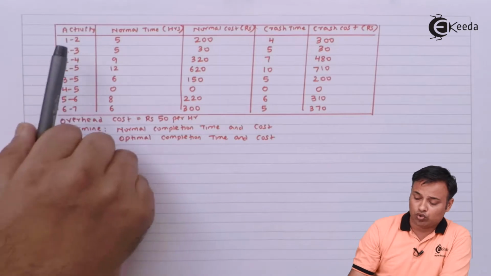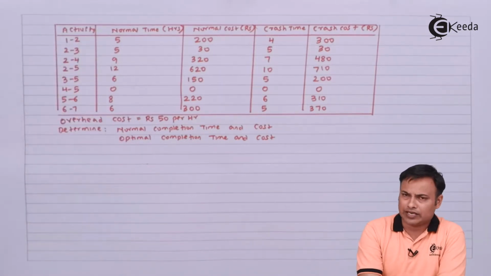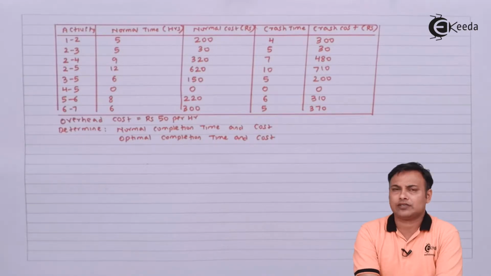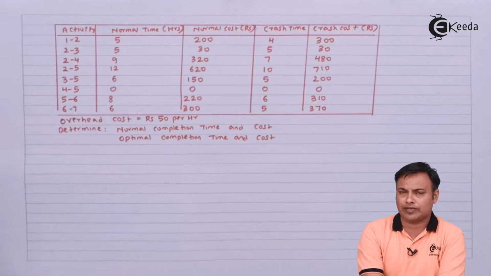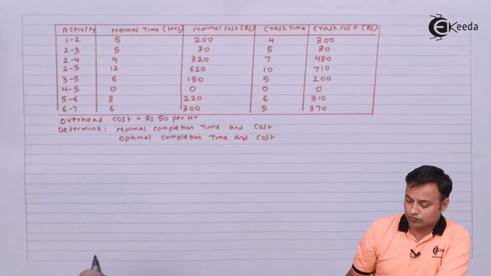First is 1 to 2. Now we don't have something called preceding activity or following activities. Here everything is purely based on the nodes. So in fact the diagram becomes easier to work out. So first I'll draw 1 to 2.